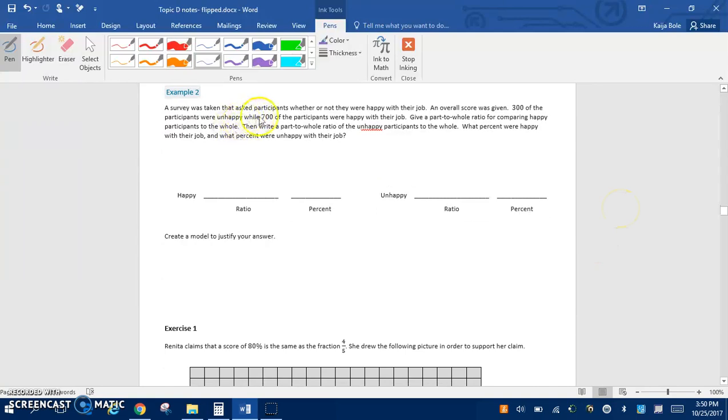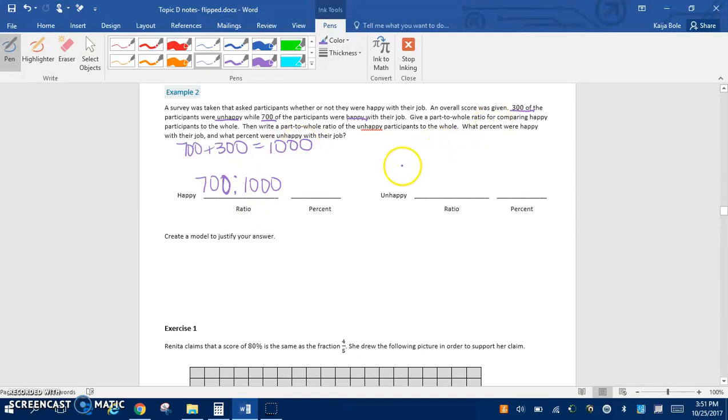It says, a survey was taken that asked participants whether or not they were happy with their job. An overall score was given. It says that 300 of the participants were unhappy, while 700 were happy with their job. Give a part-to-whole ratio for comparing happy participants to the whole, and then write a part-to-whole ratio of unhappy to the whole. For happy, they said that 700 participants were happy. So the first part of the ratio is going to be 700 compared to the whole. If we add 700 plus the other 300 responses, that gives us 1,000 responses. So it would be 700 to 1,000.